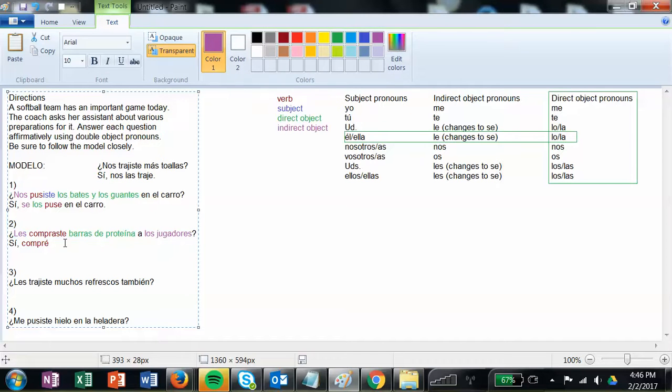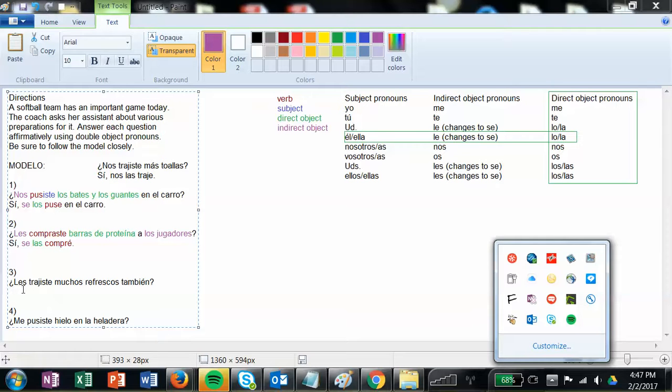Okay, so you're going to say, yes, I bought them for them. Yes, I bought them, meaning protein bars. For them, meaning the players, okay? But remember that your indirect always has to come first, so we need to move those around. And then all of this has to come in front of my verb, okay? And then because my indirect and my direct both start with an L, I have to change les to say "se." So you would say, sí se las compré.